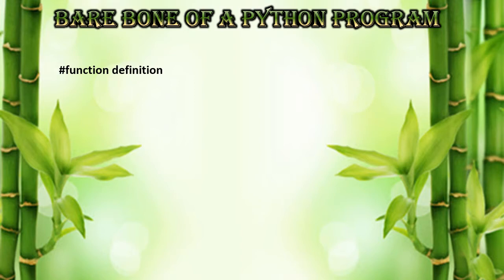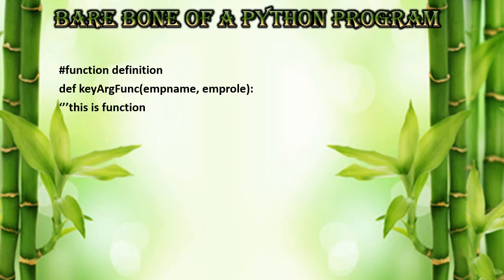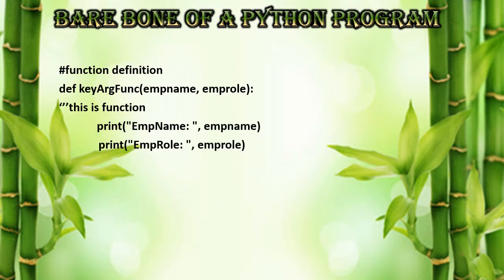So let's see one example for a backbone of a Python program. First, define the function. The function name is key argument function. It has two parameters: employee name and employee role. The body of the function has print employee name, print employee role, and return.